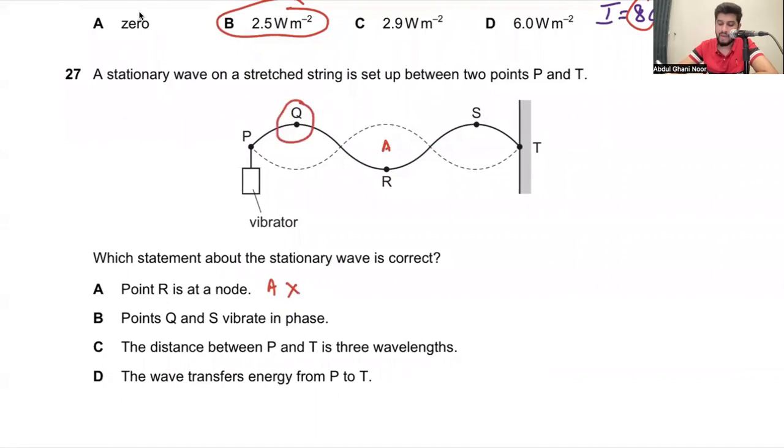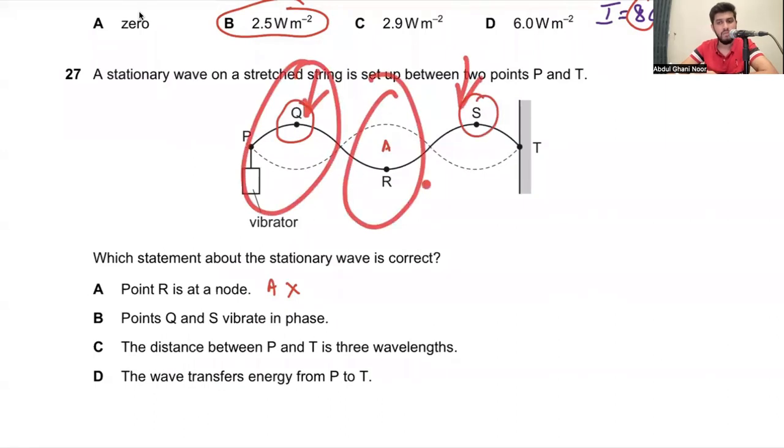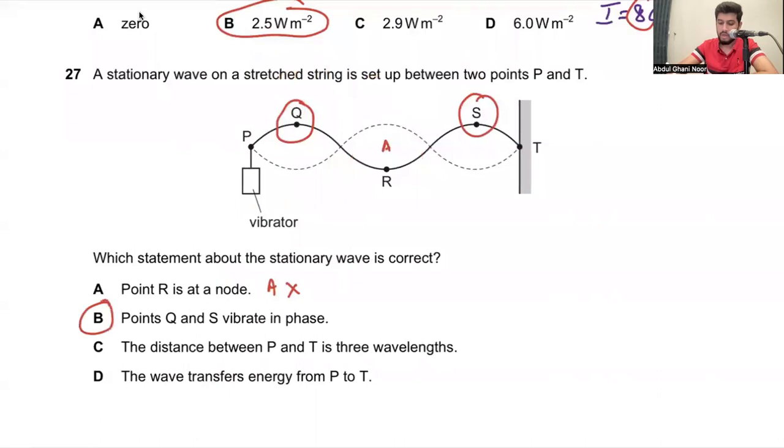So we know for a fact that alternating loops are in phase. So this loop and this loop are in phase. And this loop and this loop, these are 180 degrees out of phase. They're completely out of phase. So this is correct. The distance between P and T is 3 wavelengths. From this point to this point, this is 1.5 wavelength. Node to node is half, node to the second node is half, and then half. So you have 3 halves which lead to 1.5 wavelength.